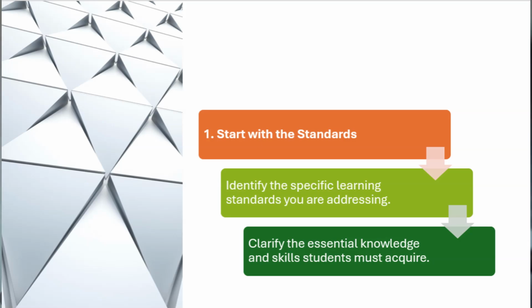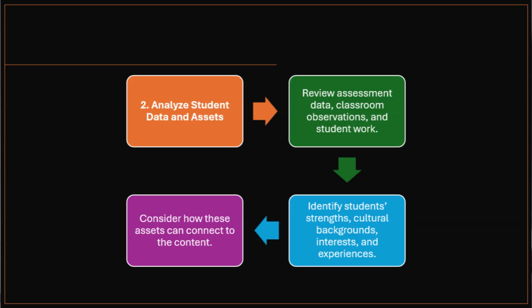Step 2, analyze student data and assets. Review the data. Look at the classroom observations, also the student work. Identify student strengths, their cultural backgrounds, their interests, and experiences. Consider how these assets can connect to the content.